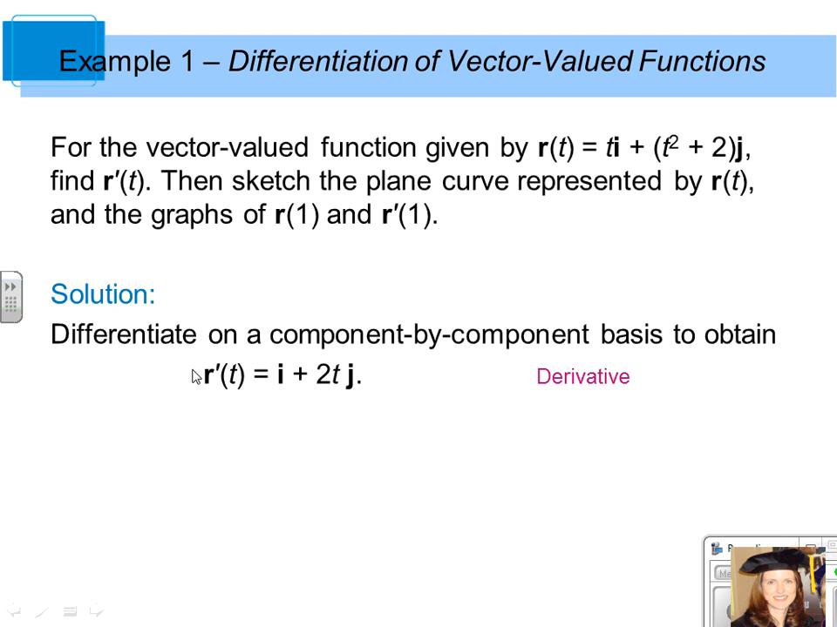For the solution, we're going to differentiate on a component by component basis to obtain r prime of t. Now the derivative of t is 1 and the derivative of t squared plus 2 is 2t. So we get r prime of t equals i plus 2t j.